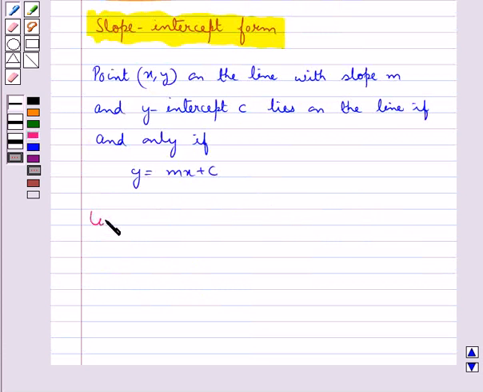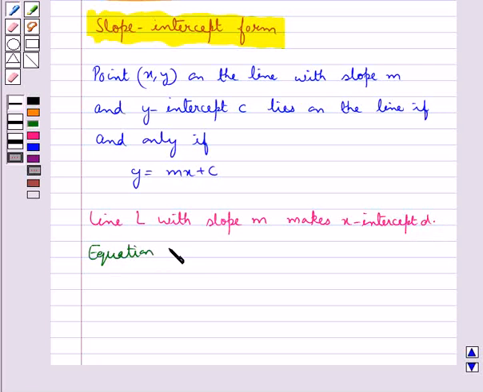Suppose that a line L with slope m makes x-intercept d, then we have the equation of line L is given by y is equal to m into x minus d.